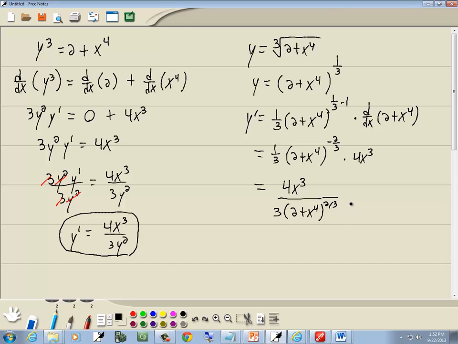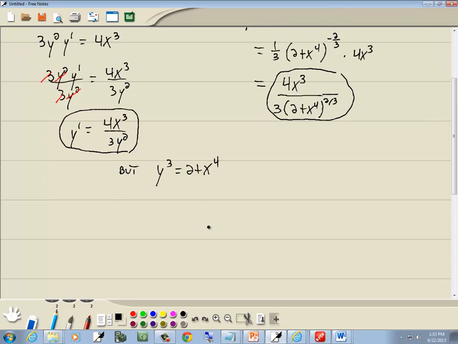Now you're sitting there looking at this maybe, and you're trying to figure out why this answer looks quite a bit different from what we came up with. I mean, it's got a 4 and a 3 and x to the third, but the rest of it's pretty bizarre. Well, remember our original problem. You don't have to do this, but our original problem looked like this: y to the third is equal to 2 plus x to the fourth.